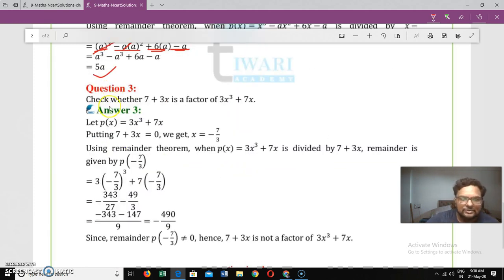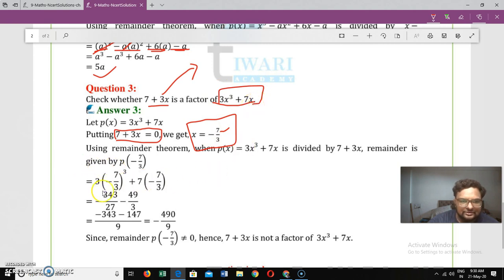Similarly, here we want to check whether the given 7 plus 3x is a factor of 3x cube plus 7x or not. So we'll bring this one equals to 0, and we need to find out the value of x. So this 7 will move to the other side, becomes minus 7, and we want the value of x, so this 3 will go down, so the x value will be minus 7 by 3. Keep the value of minus 7 by 3 in place of x in this given polynomial here.